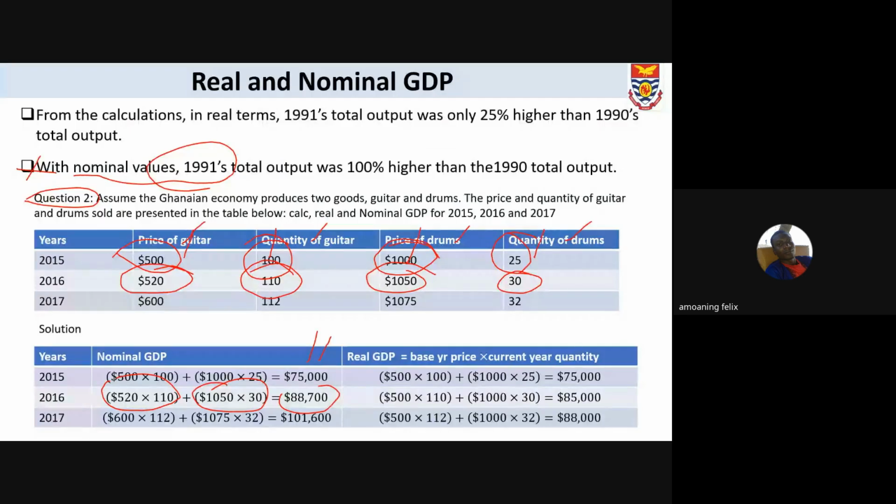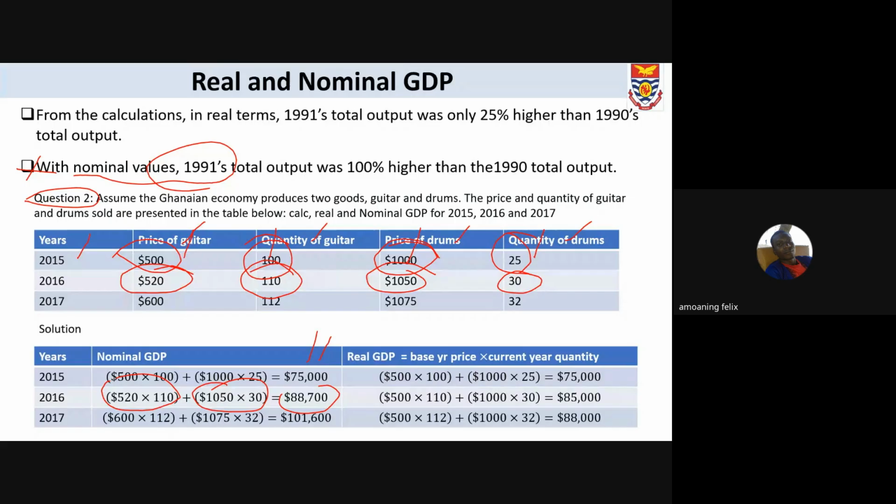So there's always an assumption to such questions that 2015 is the base year. When you see that 2015 is the base year, it means that you are going to use the 2015 price for all your calculations, whether you are calculating the nominal or the real GDP. So if I want to calculate the nominal GDP and the real GDP for 2015, I'm going to use the price of 2015, not the quantities, the price of 2015.